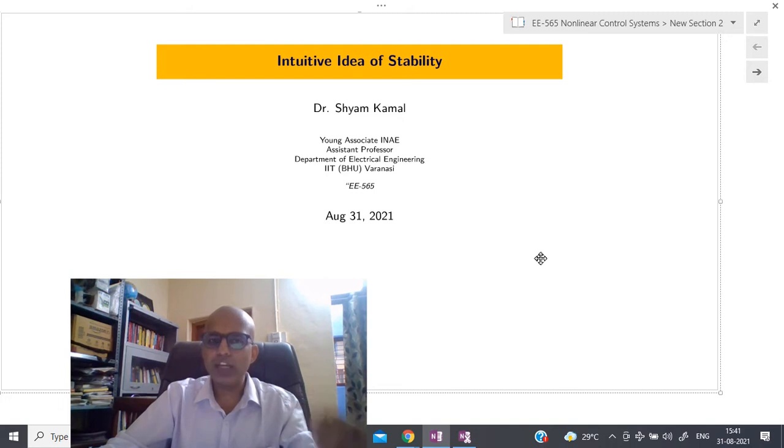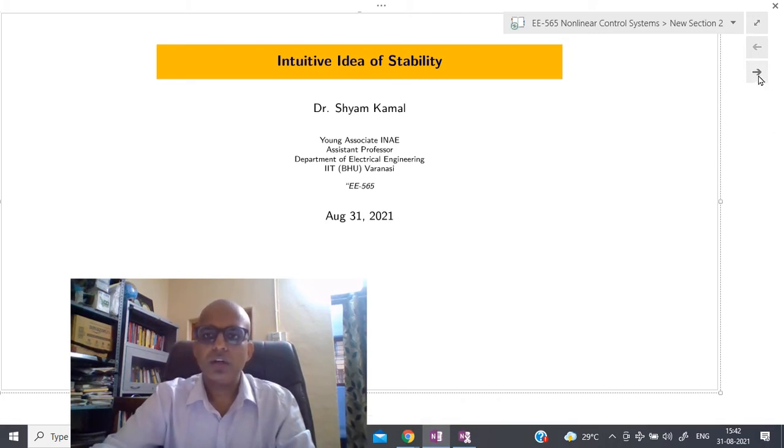Second, I am going to tell you about the geometrical picture. Those who have attended the course on sliding mode control already have an idea of that kind of thing, so I am going to repeat it for the sake of completeness. After that, the third part is based on the solution. So these are three standard ways in which we characterize the stability of any dynamical system.